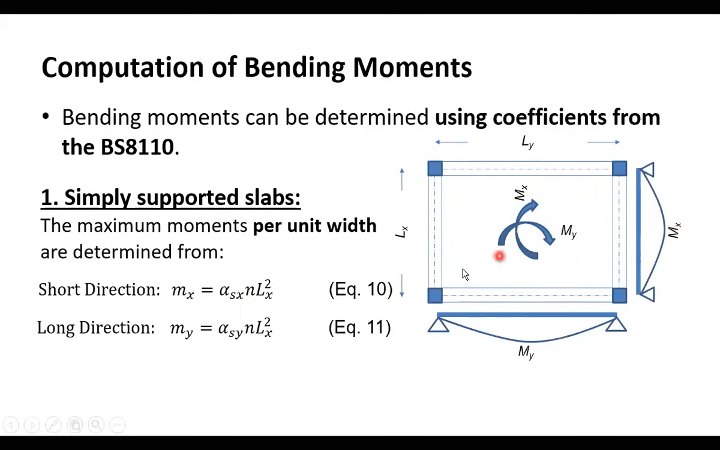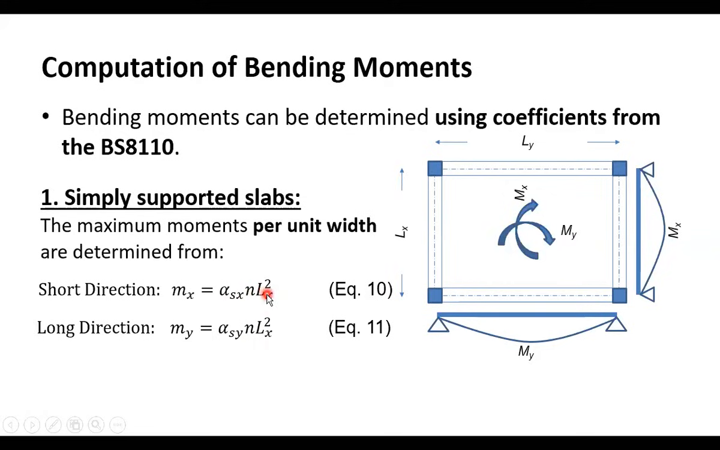So how about this My? We can get it from equation 11. In this equation 11, My equals alpha sy n lx square. So the difference between equation 10 and 11 is only in this first factor, alpha sx and alpha sy. Keep in mind that the lx here and lx here is still the short. So even if you're calculating the moment in the short direction or in the long direction, both of them depend on lx, not ly.